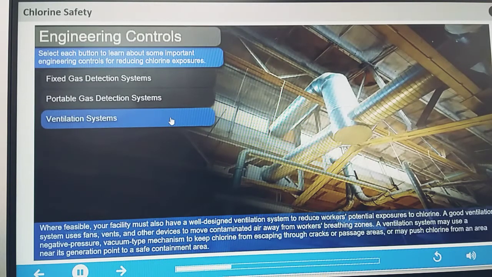Where feasible, your facility must also have a well-designed ventilation system to reduce workers' potential exposures to chlorine. A good ventilation system uses fans, vents, and other devices to move contaminated air away from workers' breathing zones. A ventilation system may use a negative pressure vacuum-type mechanism to keep chlorine from escaping through cracks or passage areas, or may push chlorine from an area near its generation point to a safe containment area.